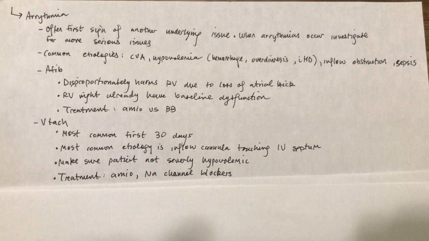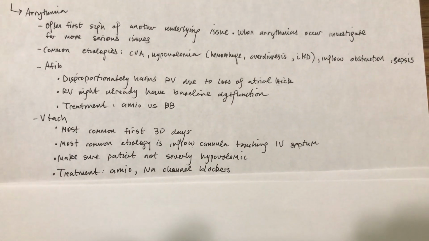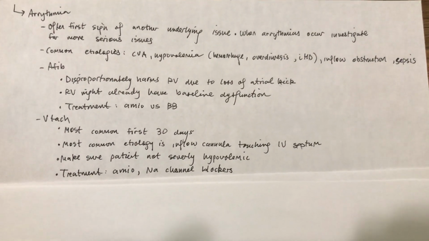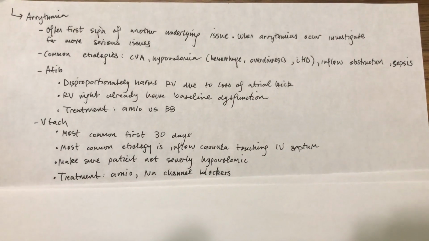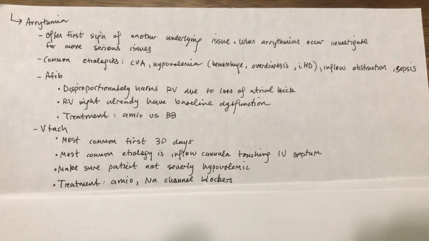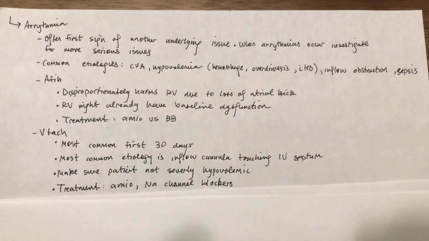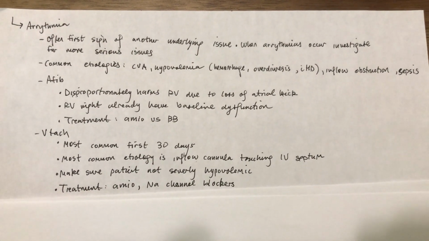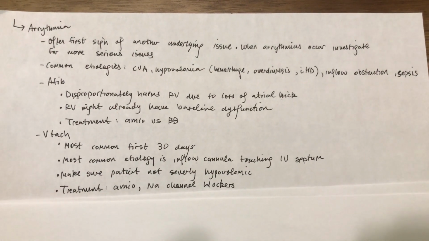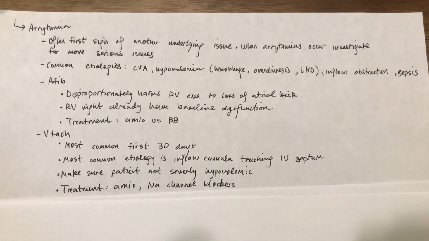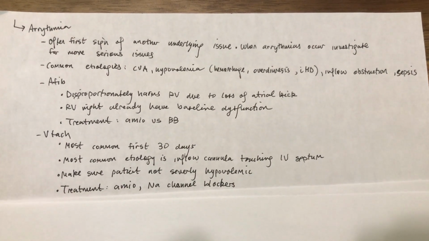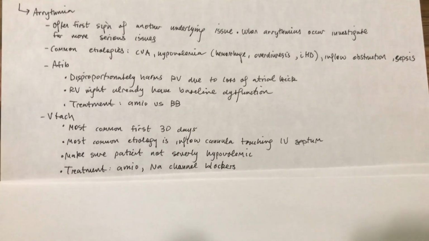AFib is going to harm both the RV and the LV because the failing ventricles tend to be dependent on that atrial kick for their preload, especially the left side. So you want to give them usually amiodarone or a beta blocker to try to knock them out of the rhythm. But just keep in mind that you need both to solve the underlying cause and to convert them from the rhythm as quickly as you can.